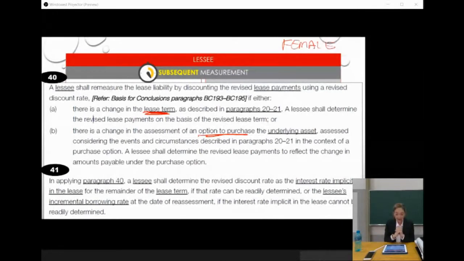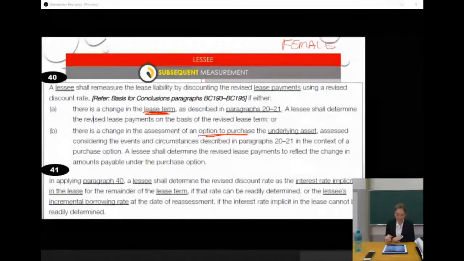And same with the option to purchase. At the beginning, the lessee might say, oh yes, I want to purchase this asset. It's so cool, I'm definitely going to purchase at the end of the lease term. And then a year or 2 in, you say, I don't think I'm going to purchase this asset at the end of the lease term. So the lessee is changing her mind. That's what's called the female remeasurements.